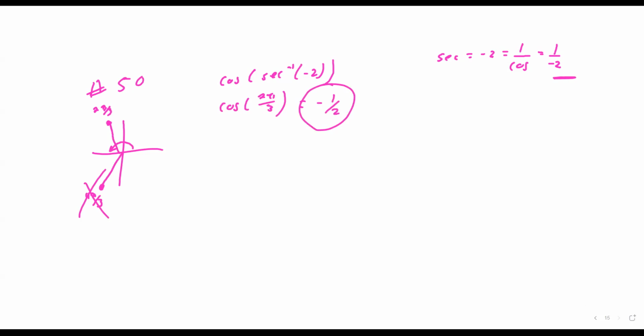Let's look at some others to make sure we fully got an answer. Let's look at number 67. It says express each of the following functions as a purely algebraic function. So it tells us we have tan of cosine inverse of x. All righty.